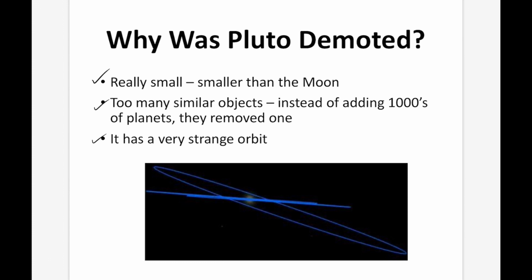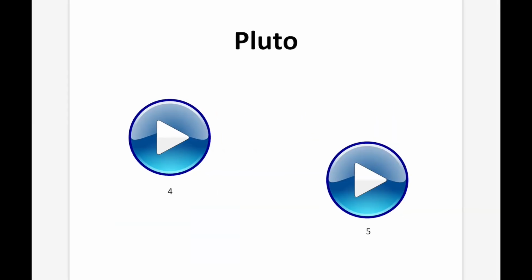You can see the orbit down here. Here's the regular orbit of all the other planets. You can see they're all on the same ecliptic, but Pluto has this weird orbit that actually crosses Neptune's orbit. So you need a little bit more information about why Pluto is demoted in videos 4 and 5.